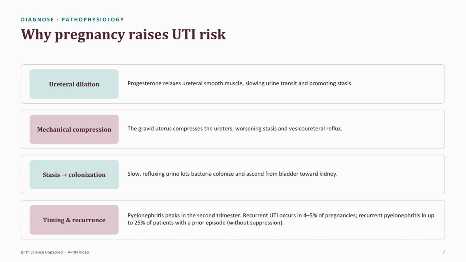Let me explain the mechanism so the epidemiology makes more sense for you. Progesterone dilates the ureters, and the growing uterus compresses them. Both cause urinary stasis and reflux. Stasis lets bacteria colonize and climb. That is why pyelonephritis peaks in the second trimester and why recurrence is common. 4 to 5% of pregnancies have recurrent UTIs, and up to a quarter of patients with a prior pyelonephritis episode recur before delivery without suppression.